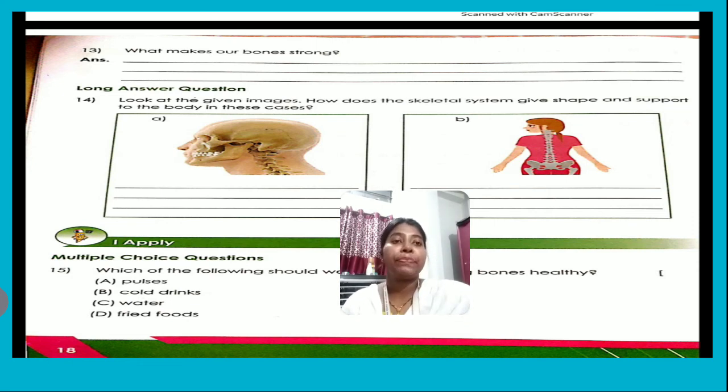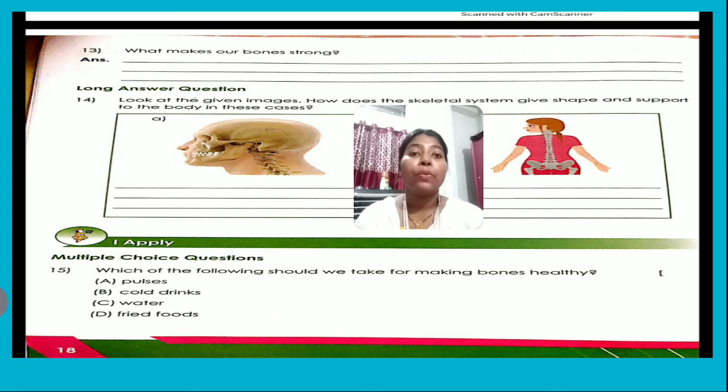Clear? Okay. The next you see, which of the following should we take for making bones healthy? So out of these 4 points, you have to tick which food will help to make the bones healthy. The first one is pulses, cold drinks, water, fried fruits. So tell me. The answer will be yes, correct, pulses. Yes or no? Pulses can make our bones strong and healthy.